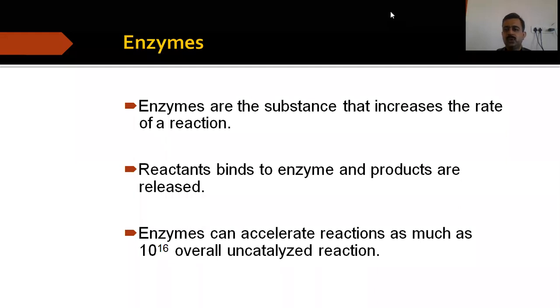Now, we all know a very basic thing that is associated with it. Enzymes are substances that increase the rate of reactions. Reactant binds to enzymes and products are released. Now, these things we have undergone for a long period of time. Enzymes can accelerate reactions as much as 10 to 16 over the uncatalyzed reaction. So, enzymes are said to be pure catalysts and they react with the reactants to form the products.